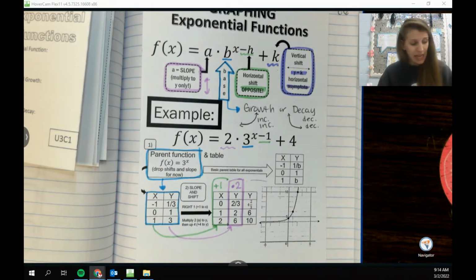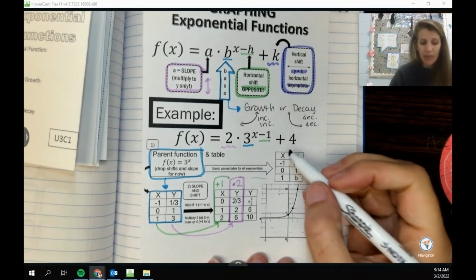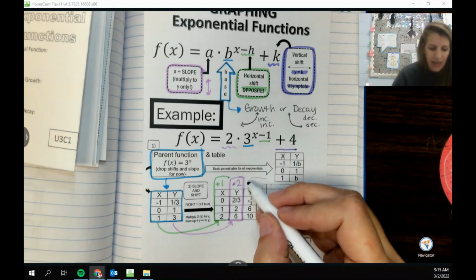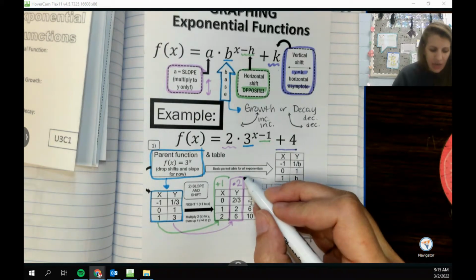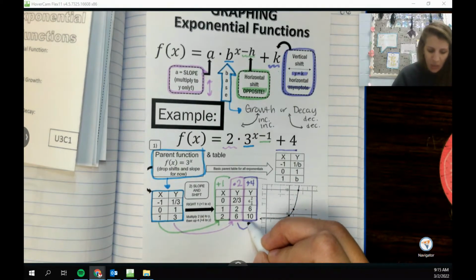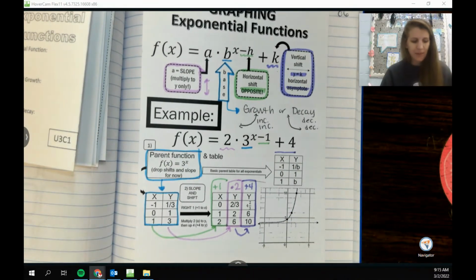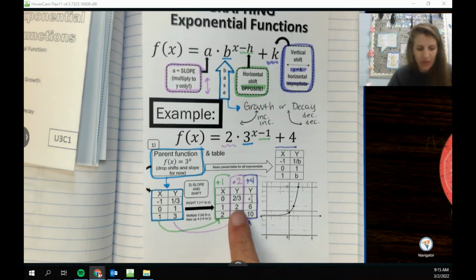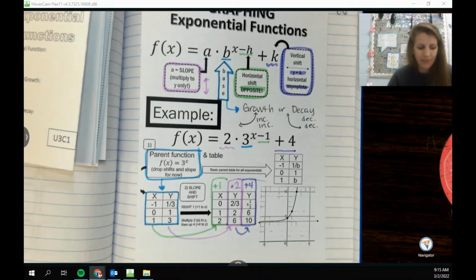And then finally, I need to shift up 4. And when I shift up 4, I need to do that to my already slope-increased y value. So we're doing it from here to here. And so I add 4 to each of those. So 4 and 2/3, 6, and 10.